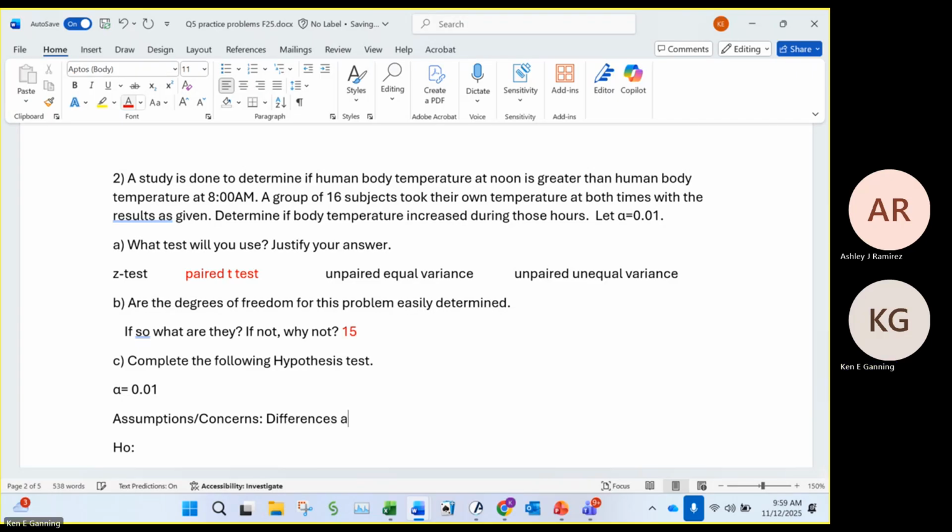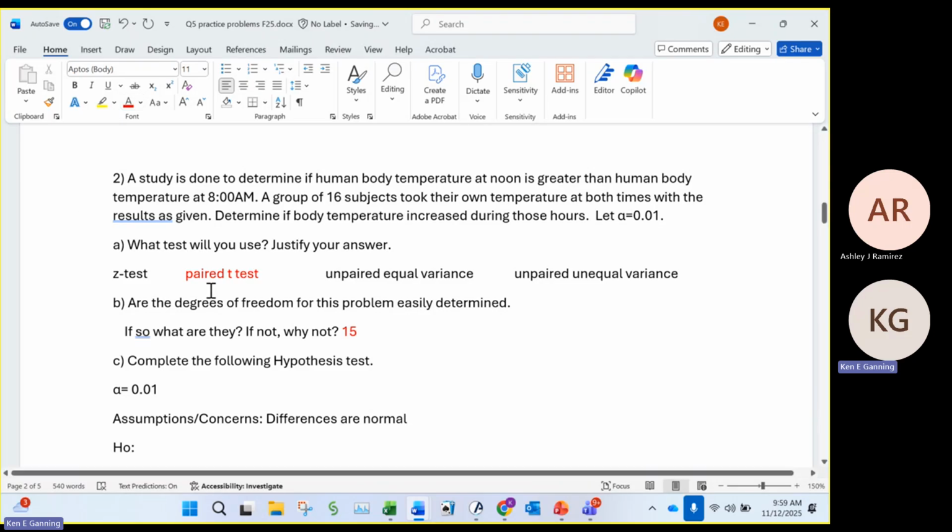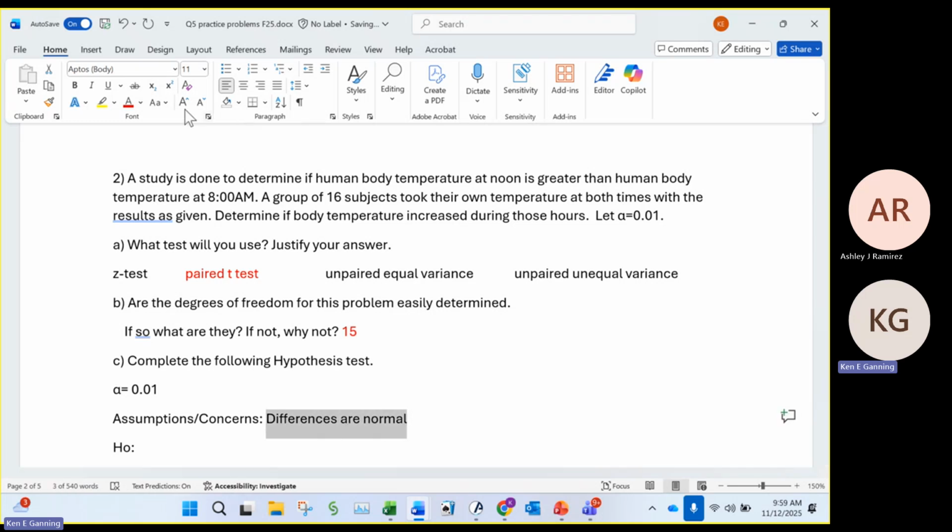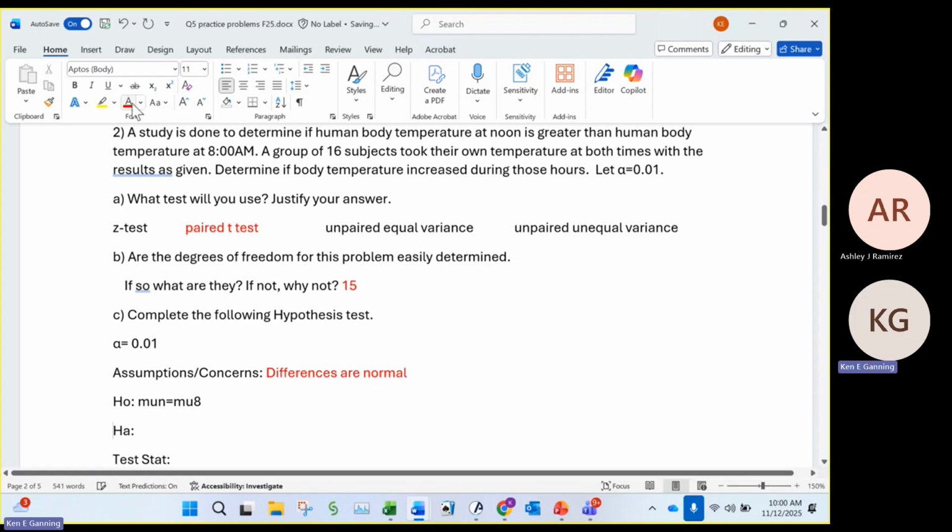Differences are normal. Now, again, if you said both data sets are normal, I'd give it to you. And a lot of books have that assumption, but it technically is not necessary. You don't have to assume that the individual populations are normal, just that the differences are normal. H0: mu noon equals mu 8. HA: mu noon greater than mu 8.